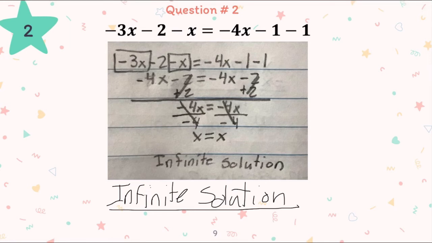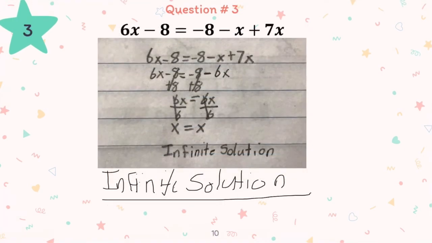And to get the negative 4x by itself, we do the opposite of adding, which is subtracting. So we do negative 2 plus 2 on both sides, and they cancel out because they have the opposite symbol. So now we have negative 4x equals negative 4x. And to get x by itself, we do negative 4x divided by negative 4 on both sides, which cancels out. So now we have 1x, but 1x is basically equal to x. So now we have x equals x, which is an infinite solution.